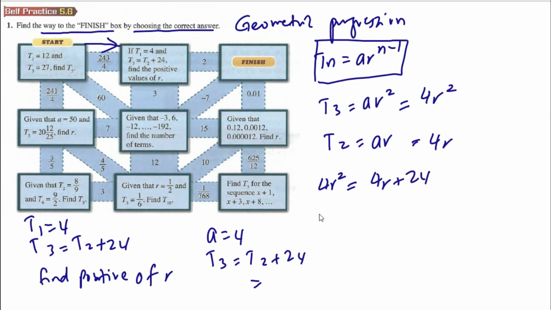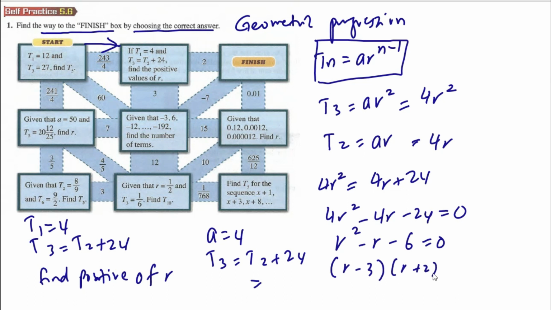So, we can bring it to one side. 4R square minus 4R minus 24 is equal to 0. Divide everything by 4. So, R square minus R minus 24 divided by 4 is 6, is equal to 0. This one is (R minus 3)(R plus 2) is equal to 0. R is equal to 3 and negative 2. The positive value of R is equal to 3. So, we go this path.